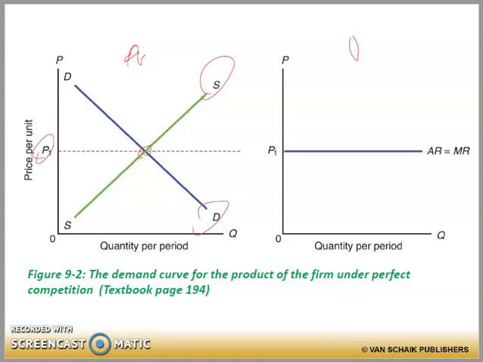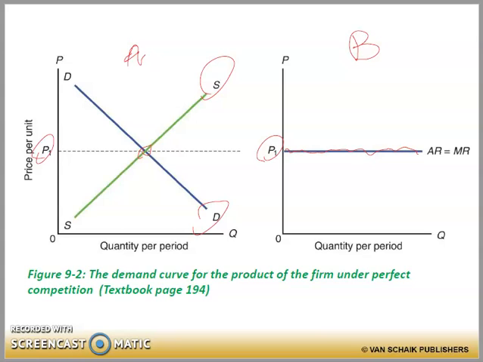While graph B represents the demand curve faced by an individual firm under perfect competition. So this curve tells us that under perfect competition, the individual firm is faced by a demand curve that is horizontal, or perfectly elastic, at the existing market price. As you can see, it is horizontal at the existing market price of P1. So we call this curve the demand curve for the product of the firm. It is also sometimes called the firm's sales curve, the firm's demand curve, or the demand curve facing the firm.